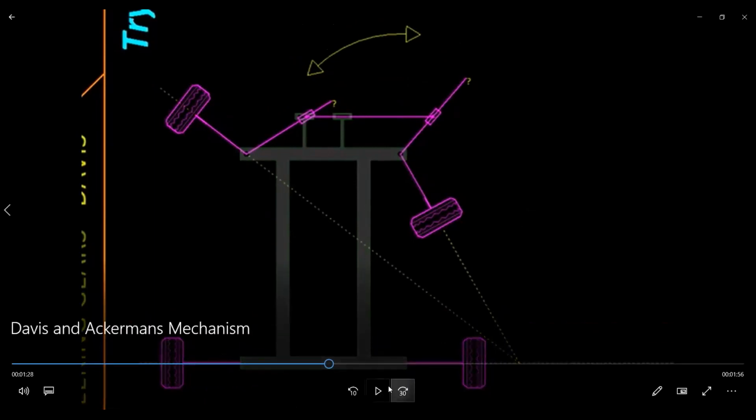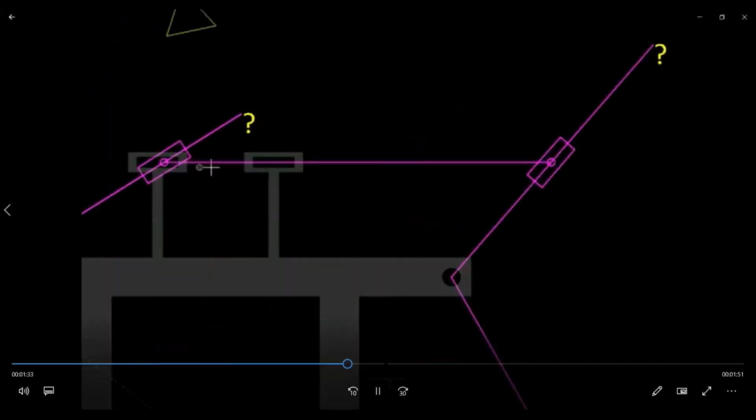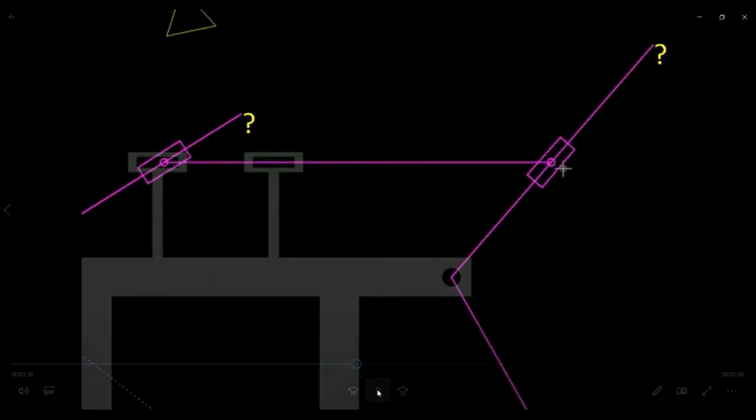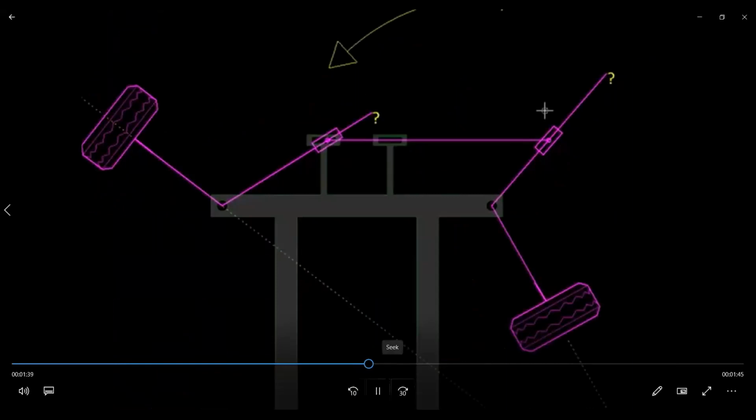Unfortunately, this mechanism has its drawbacks, and that is it has too many sliding joints, which are going to cause wear. Its advantage you have seen, that of providing the condition of correct steering at all angles, but the disadvantage is that it has many sliding members. So you can see that this point is sliding over this link.